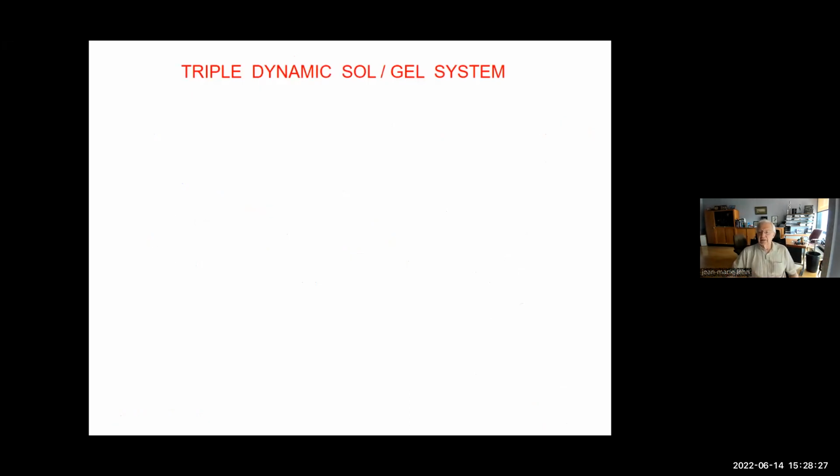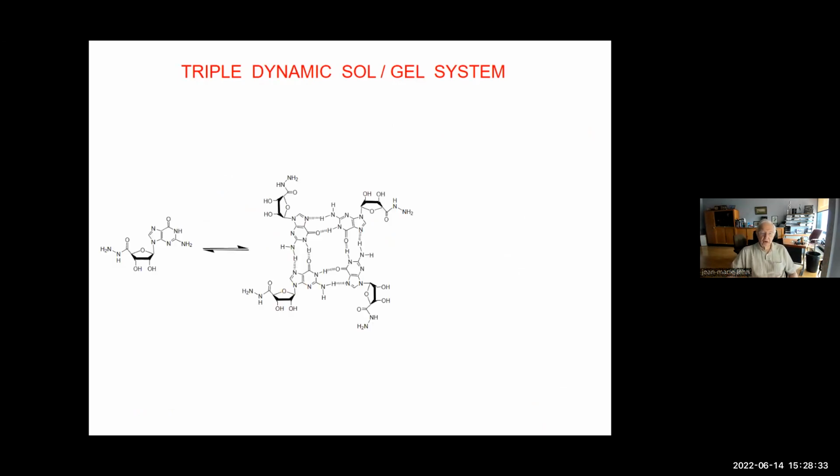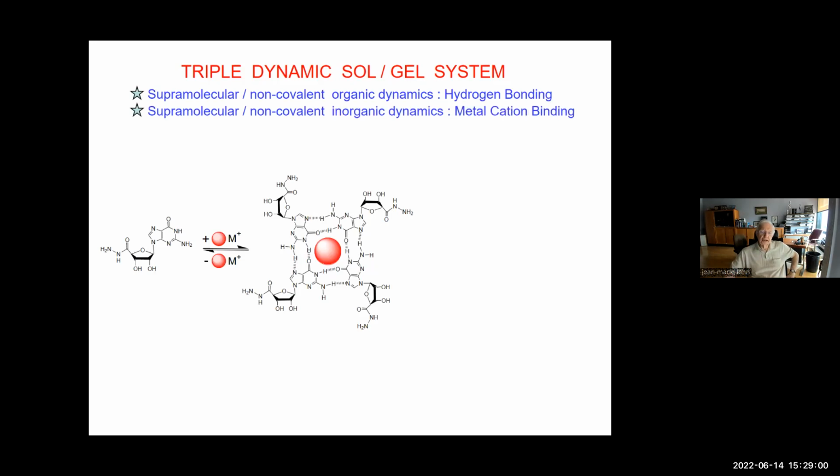So let's analyze this gel formation. It presents 3 dynamic steps. First of all, the formation of the G quartet, this supramolecular macrocycle with 4 guanine units, is a first step. It's a non-covalent organic dynamic system through hydrogen bonding. It's supramolecular dynamics. Then you add the metal ion. The metal ion introduces now inorganic dynamics because the metal ion can bind or can be removed. So it is also complexation, decomplexation, complexation, and so on.